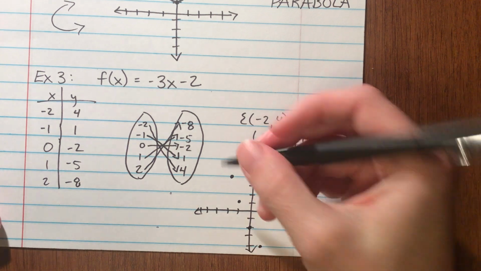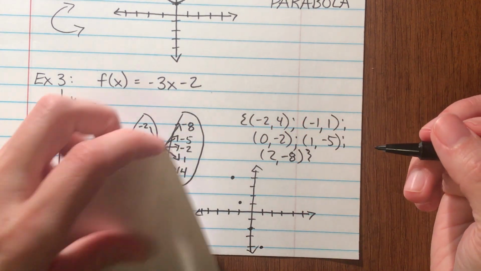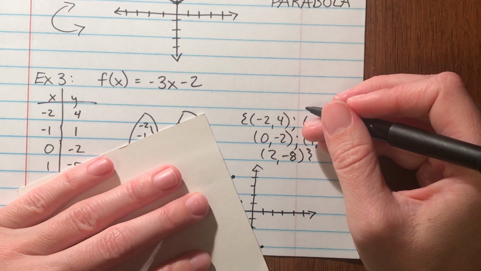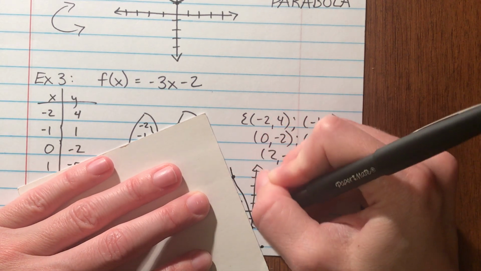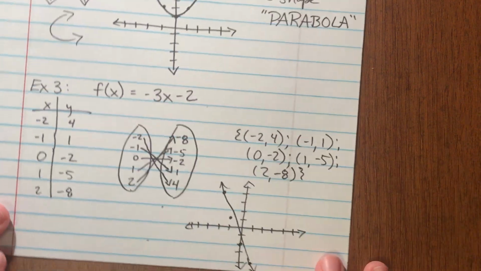But there's no square in my rule, so these do end up being a straight line, and so we could connect them, were my graph to be perfect. They would connect very well. Connect them with a straight line and draw arrows on the end.